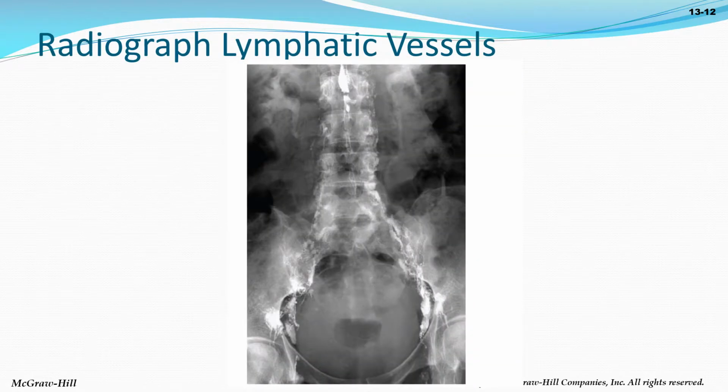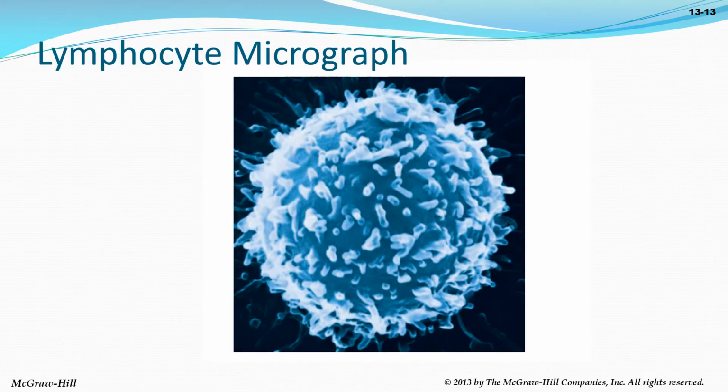Radiograph. So here they put a radioactive imaging substance in the body, and you can see where the nodes picked it up. Here are the ones in the groin area. Why is the lymphocyte so hairy? What are all these things sticking out?